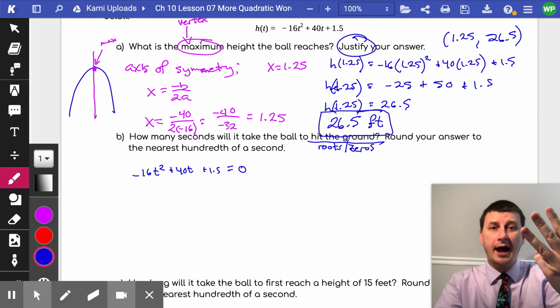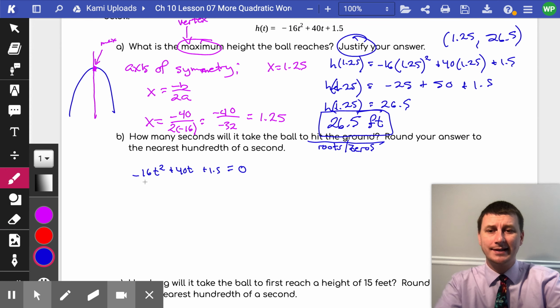Now we have three options here, guys and girls. Our first option is to solve this by factoring. If I'm going to look at this, I see an a term that's not equal to 1. I see a decimal as my c term. I'm not going to factor. No way. So that brings me to my second method, which is completing the square.